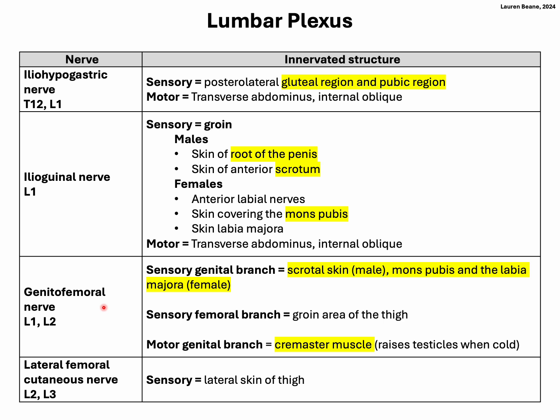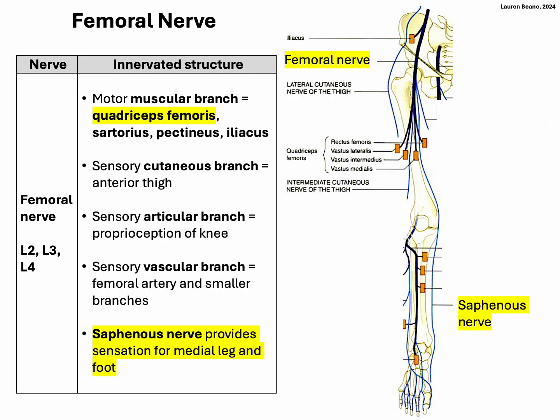Genitofemoral, sensory to the genitals. So the scrotum of males, the mons pubis and labia of females, right? The groin area where the genitals are being found. Lateral femoral cutaneous, anytime you see cutaneous, think of skin, sensory information from that area, the lateral side of the femoral region.